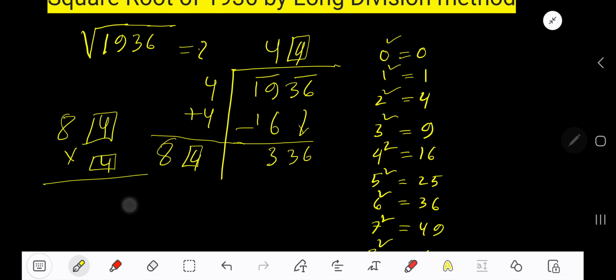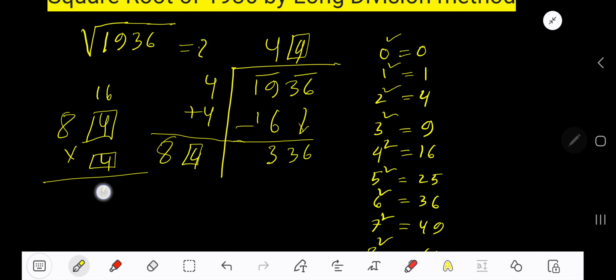What will happen? 4 times 4, 16, write 6, carry on to the next column. 4 times 8, 32 plus 1, 33. That is, our product is equal to this. So our guessing number 4 is correct. So 4 times 84, 336.